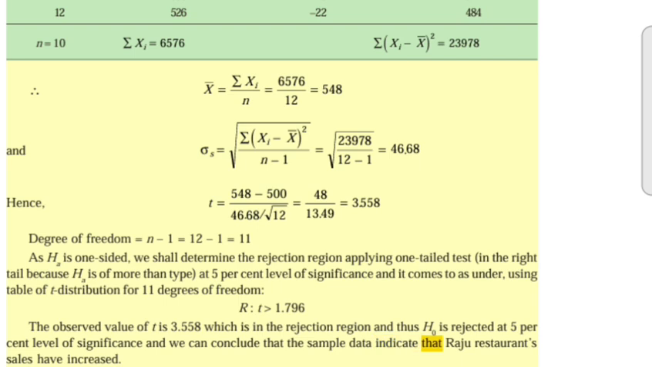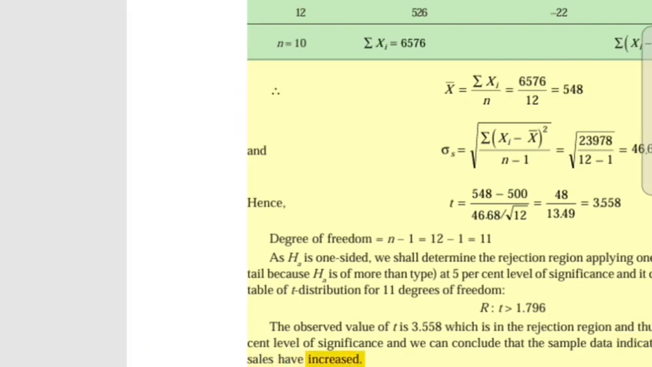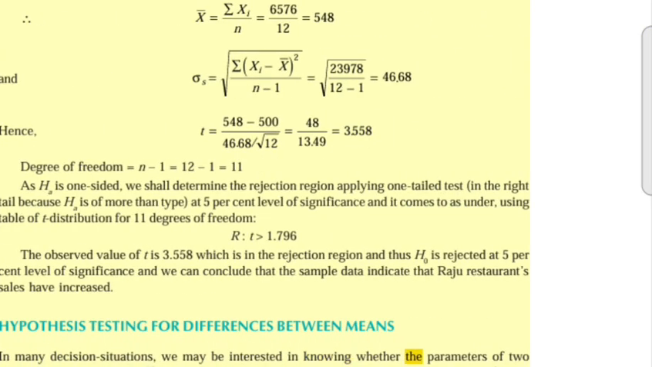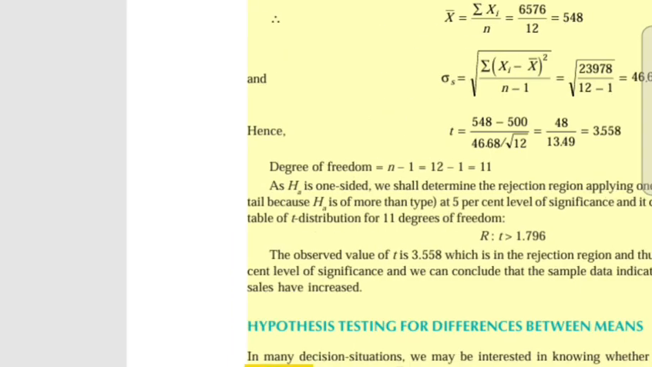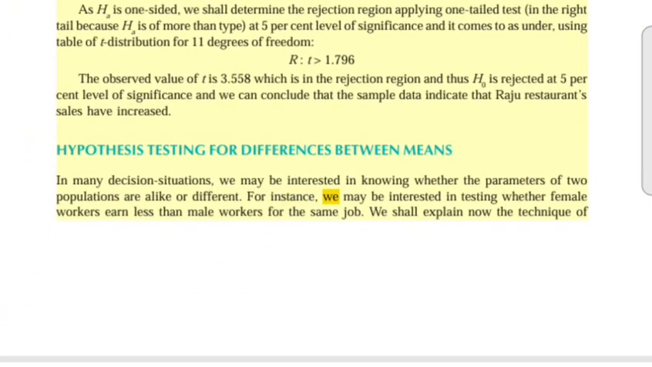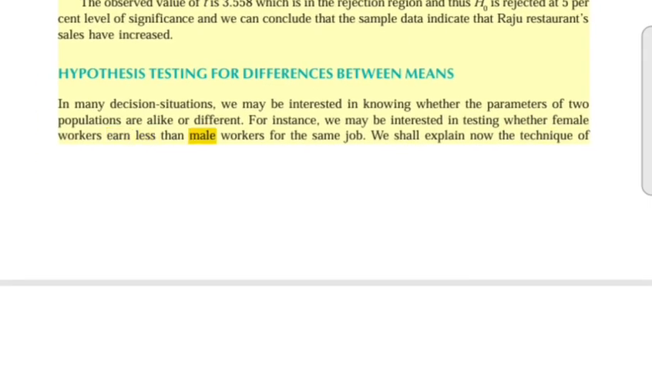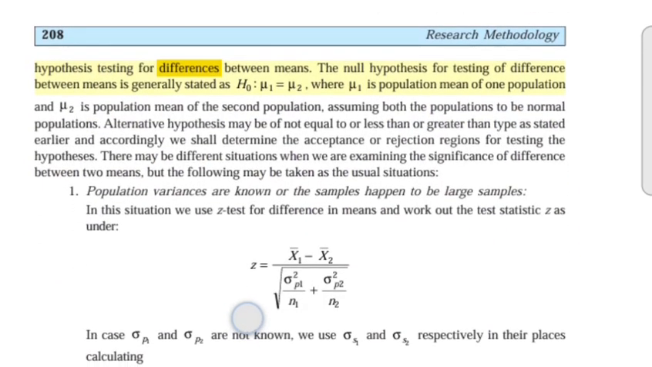Hypothesis testing for differences between means. In many decision situations, we may be interested in knowing whether the parameters of two populations are alike or different. For instance, we may be interested in testing whether female workers earn less than male workers for the same job. We shall now explain the technique of hypothesis testing for differences between means.